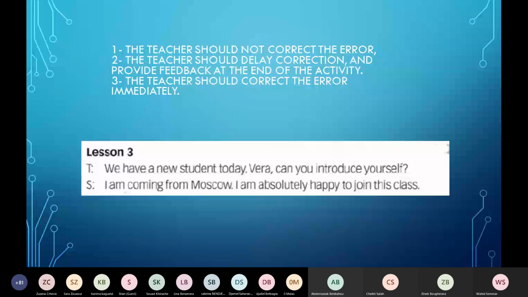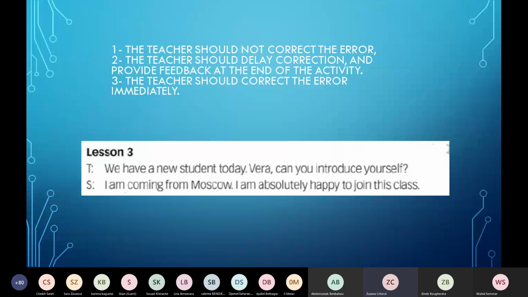Okay, so Susanna. Okay, so I can see two minor mistakes in the student's reply. The first one is she's saying she's coming from Moscow, but I assume that she wants to say she comes from Moscow. And then the second problem is the adjective. I don't think you would be absolutely happy. You could be very happy, but not absolutely, from my point of view.